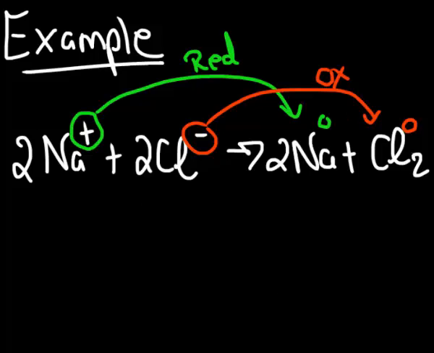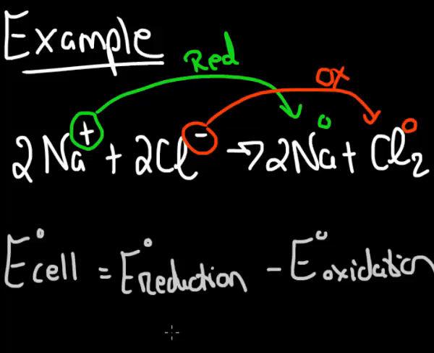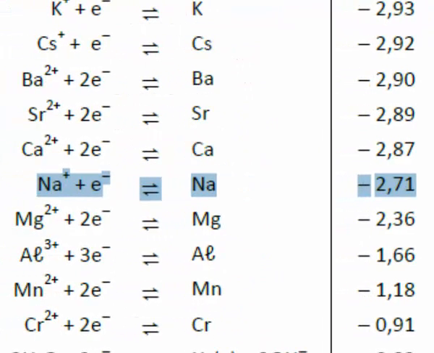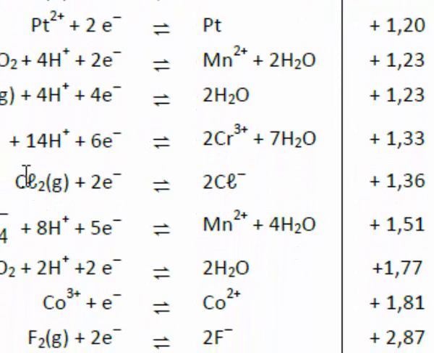So when writing and filling these values into my cell potential formula, we would first fill in the reduction half reaction and then the oxidation. So let's take a look on my redox table at what the values are. My sodium, which is my reduction half reaction, has a value of negative 2,71. My chloride, which is my oxidation half reaction, has a value of positive 1,36.